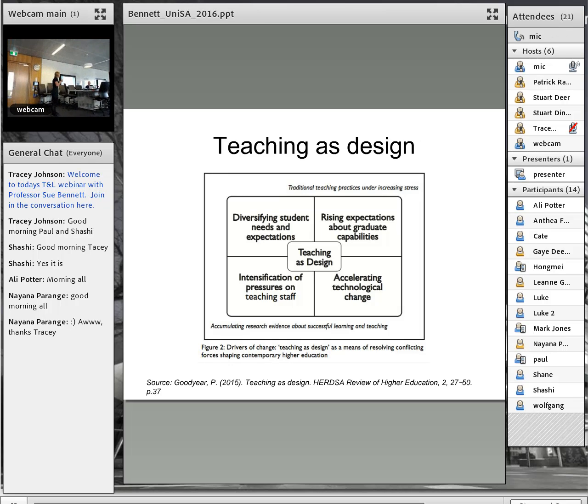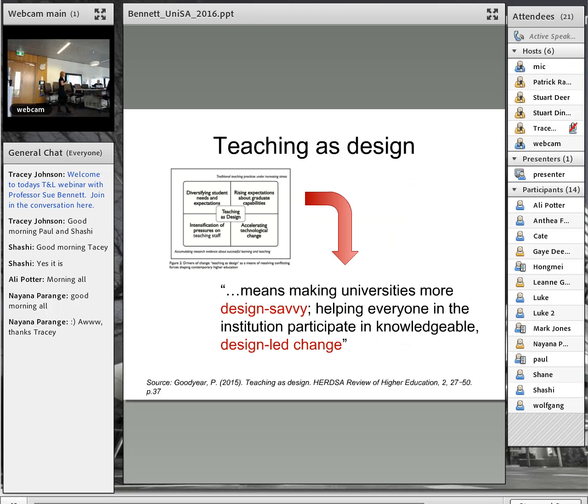So if you just, in your mind for a moment, put all of those things together as drivers of change in higher education, we're faced with a pretty complex phenomenon. We're in a complex environment where I think we're wondering what our strategies can be. So one of the things that Peter says out of this, and I think he puts this really well, which a number of us have been thinking pretty heavily about, so I've just chosen that quote there: this situation means making universities more design savvy.